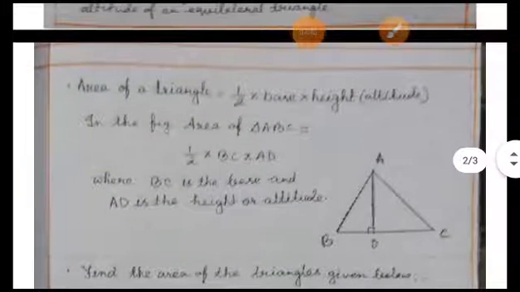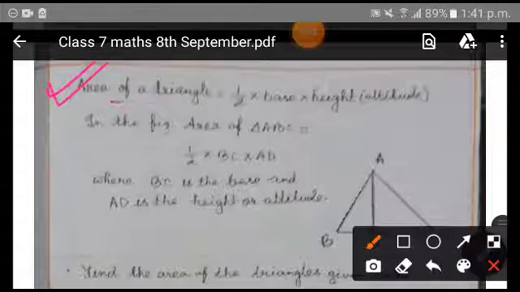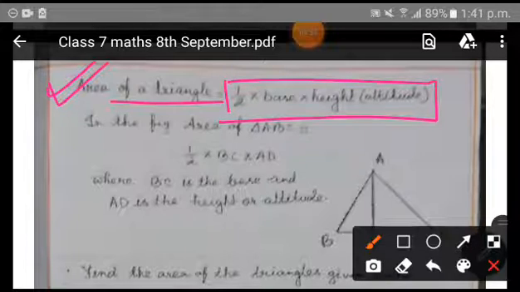Next we are going to learn how to calculate the area of a triangle when its base and height are given. The formula for the area of the triangle is: area of the triangle equals half into base into height. Remember this part. The area of the triangle will be half into base into height.